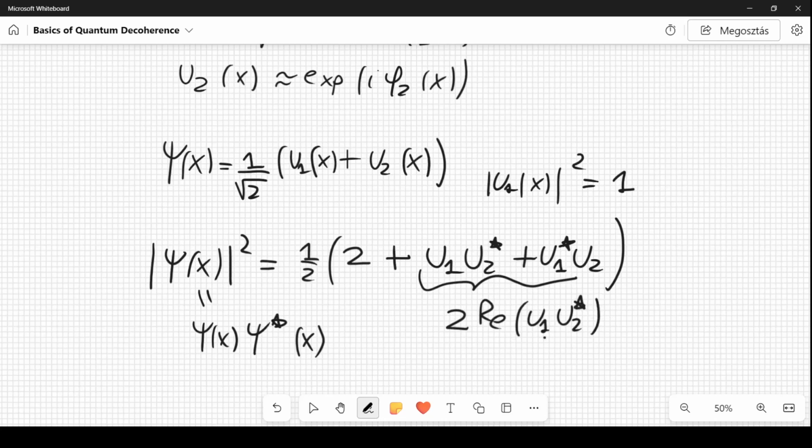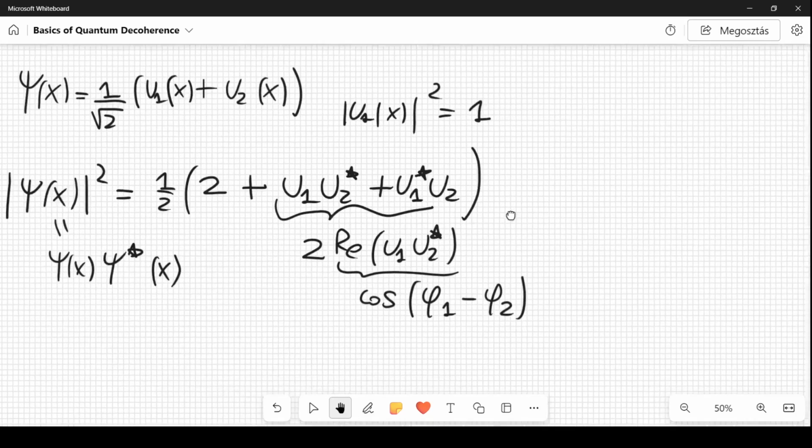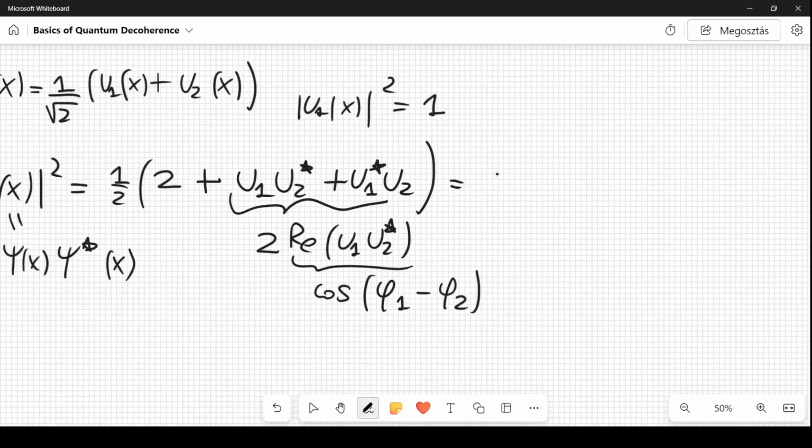And of course, the real part of this product is just the cosine of the phase difference between the two functions, phi 1 minus phi 2 or phi 2 minus phi 1, because it's the same, because the cosine is an even function. So we can also take the negative of this argument, it's not important. And of course, this gives us 1 plus the cosine of phi 1 of x minus phi 2 of x.